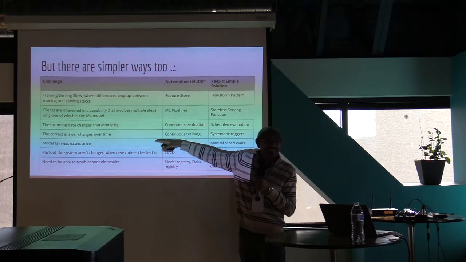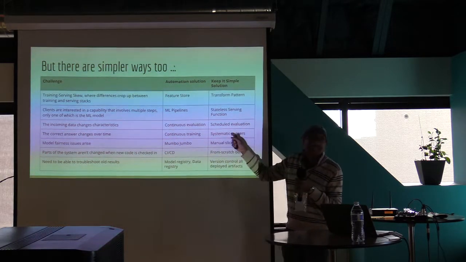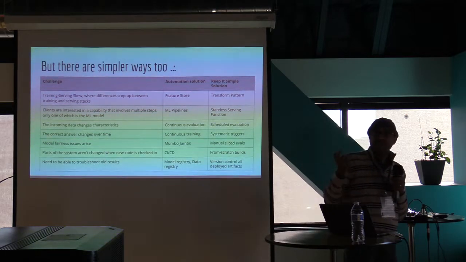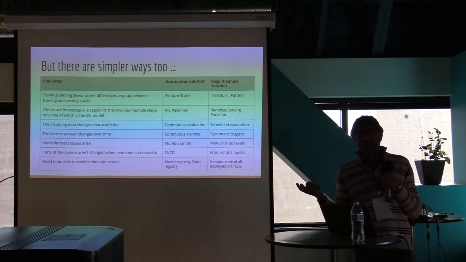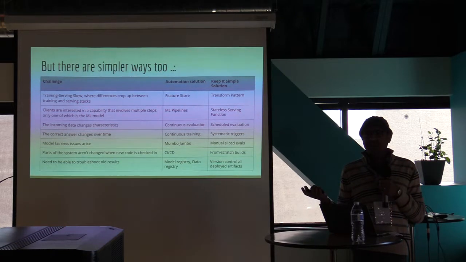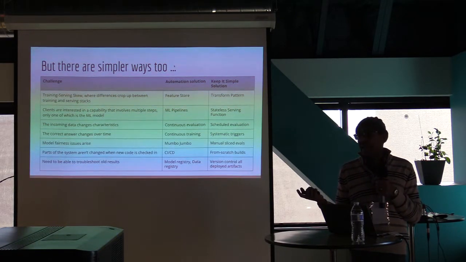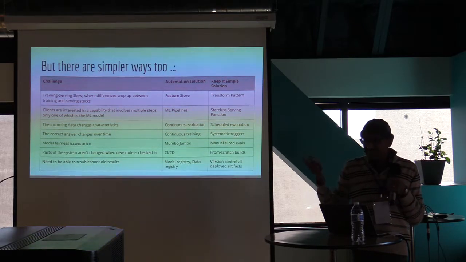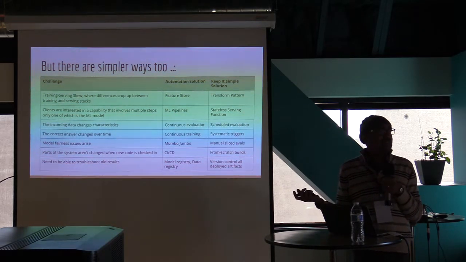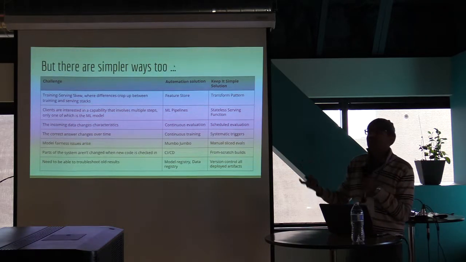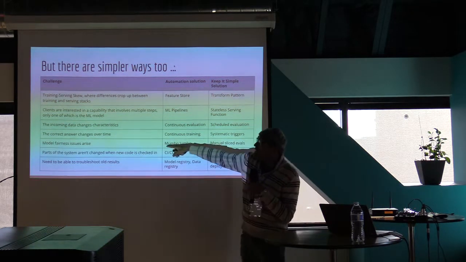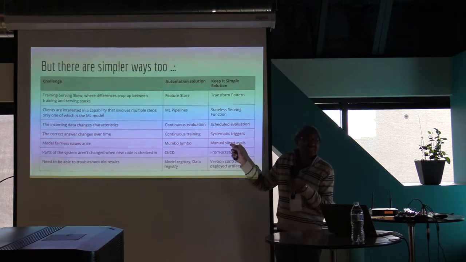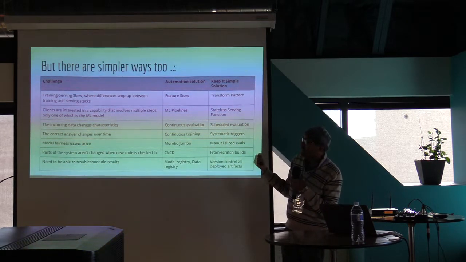If the correct answer changes over time, you can basically set up a systematic trigger. In a recommendation system, when does a correct answer change? Whenever you have a new product catalog land, right? If that happens once a week, just basically retrain once a week. It's a systematic trigger for when you have this new product catalog. Model fairness issues arise, you need to do sliced evaluations. Those can be done manually, right?